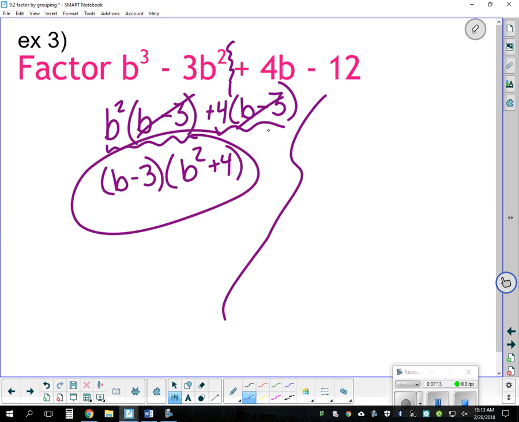But a different explanation, let's say, and I don't want this to confuse you, so if what I do here doesn't make sense to you, it's okay. But if you're curious why you're not writing b minus 3 twice, hopefully this will answer that. Let's let b minus 3 equal x. Well, then this line right here would be b squared times x, because b minus 3 is x, plus 4 times x, because b minus 3 is x.